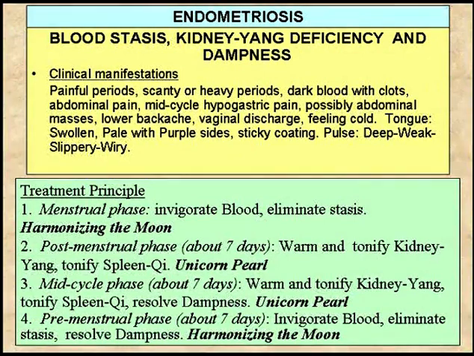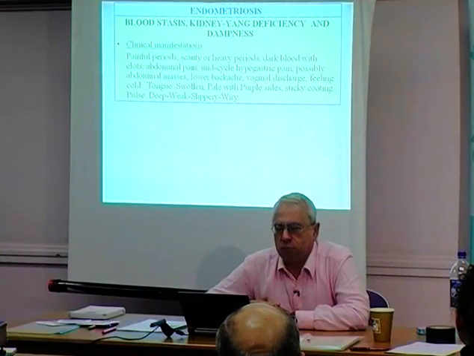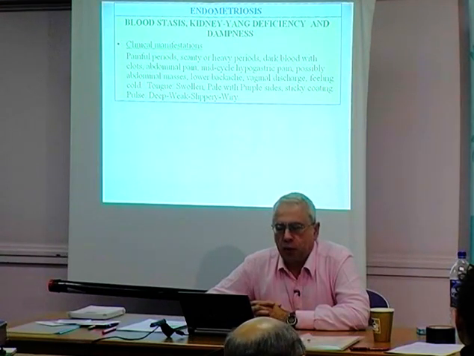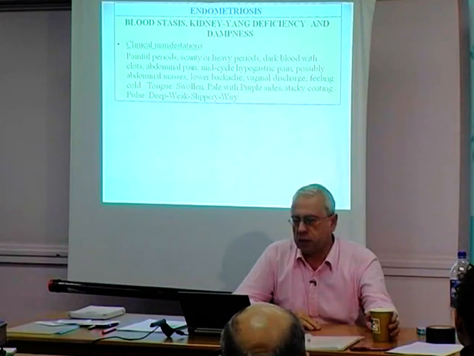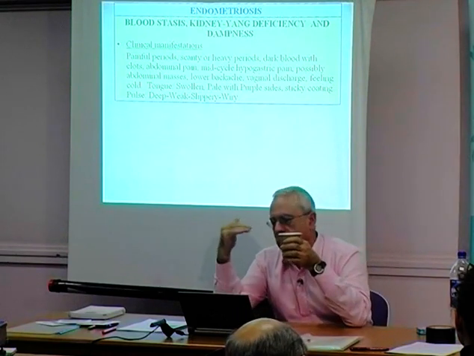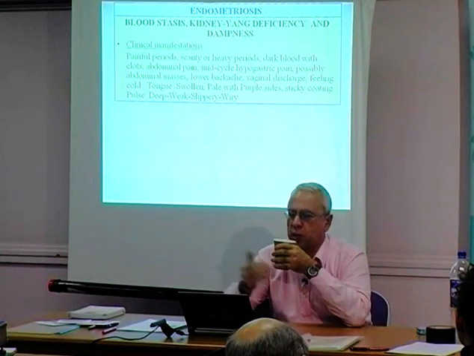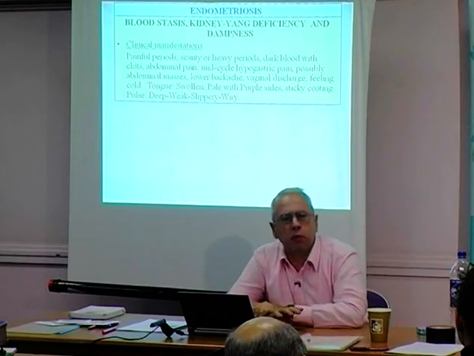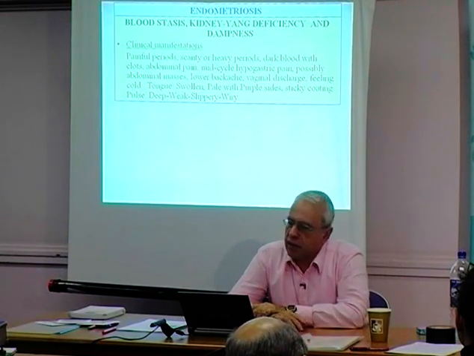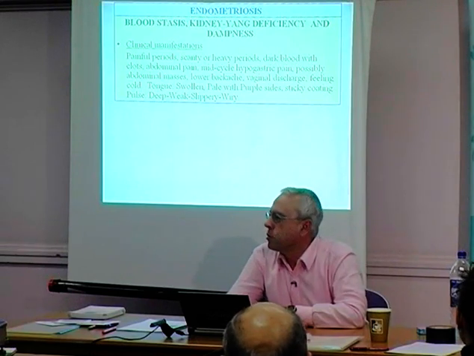Blood stasis, which is the biao. Kidney yang shu is the ben. And dampness is also biao. Dampness there is interesting because it shows the value sometimes of statistics. Because I started making a database of all my patients for the last 10 years, indicating the patterns, the disease, the tongue and pulse. And before I made the database, if someone had asked me what are the patterns in endometriosis, I would have said kidney deficiency and blood stasis, not dampness.